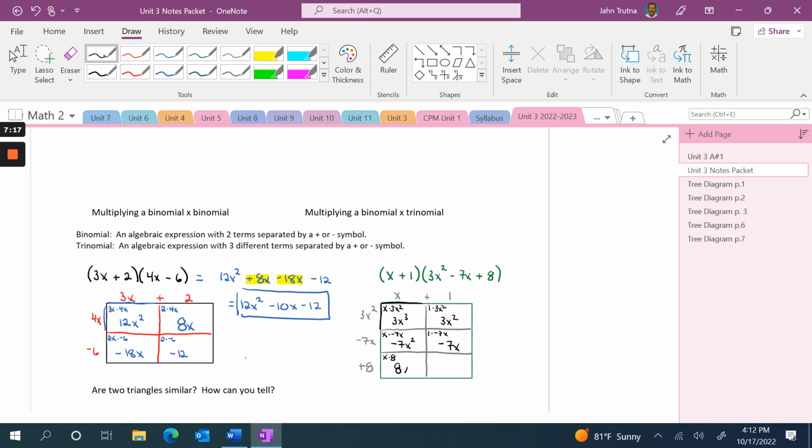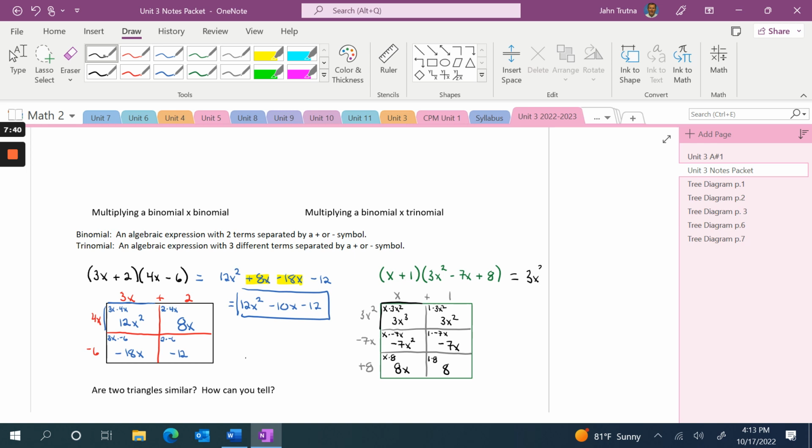That is positive 8x, or just 8x. And the bottom right rectangle, I would multiply positive 1 with positive 8, which is positive 8. So that means that the binomial x plus 1 multiplied with the trinomial 3x squared minus 7x plus 8 would be the combination of all 6 of these rectangles.